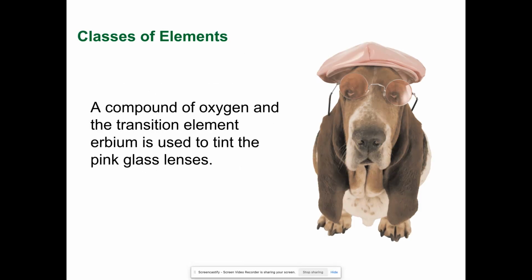A compound of oxygen and the transition element erbium is used to tint pink glasses. So a lot of the things that we see with color is based on what reflects. This is a complicated process. I'll explain it real quick, and we'll talk about it more when we get to the physics sections of the course.